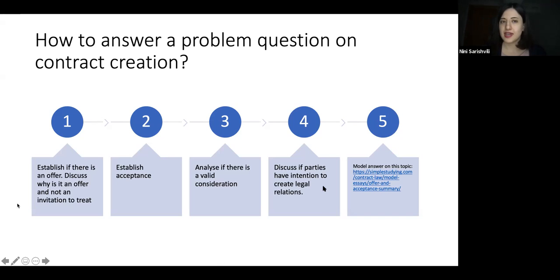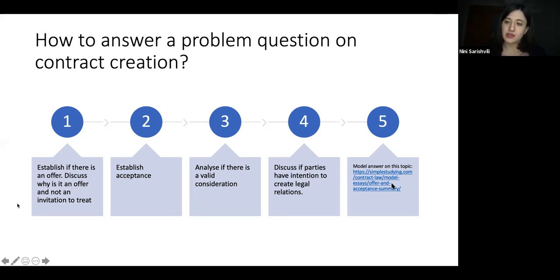Fourthly, discuss if the parties have intention to create legal relations. How do you do that? You identify whether or not the case scenario given to you in the problem question is a domestic or commercial setting. If it's commercial, then the presumption is that there is intention to create legal relations. If it's domestic, then there is not. However, it's not an automatic answer. The situation may suggest the contrary, and if that's the case, you will have to provide arguments. Why do you think that the general presumption should not be followed?